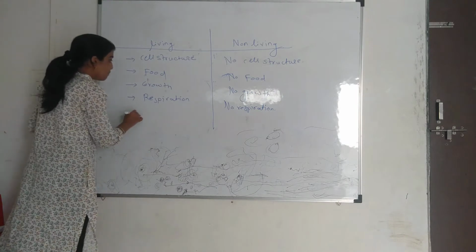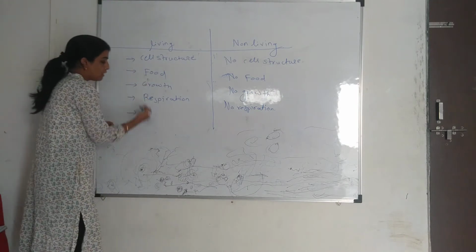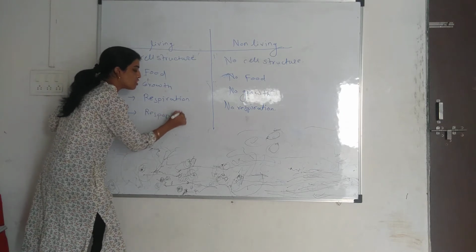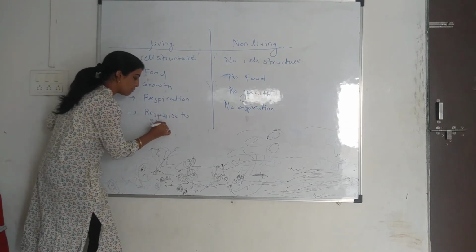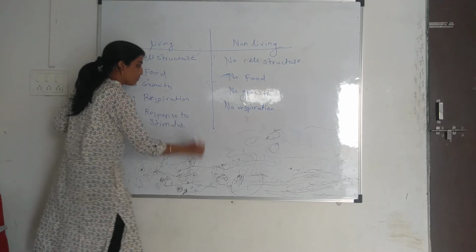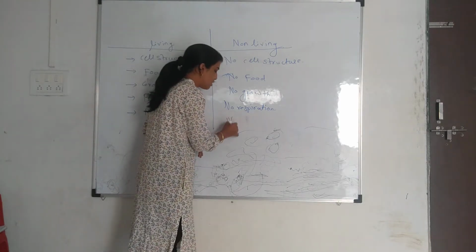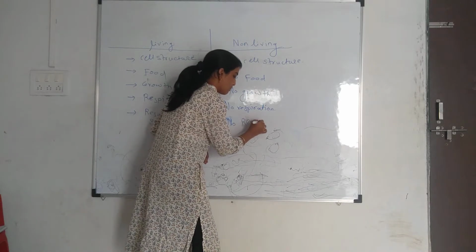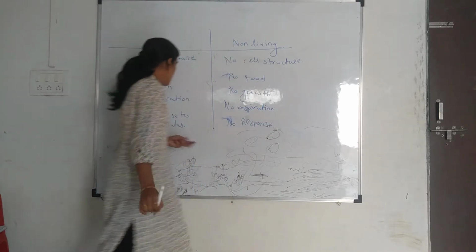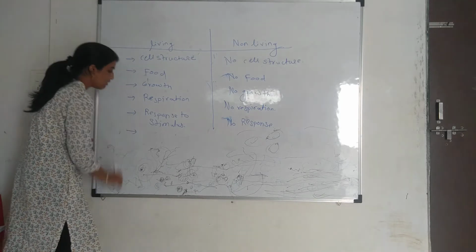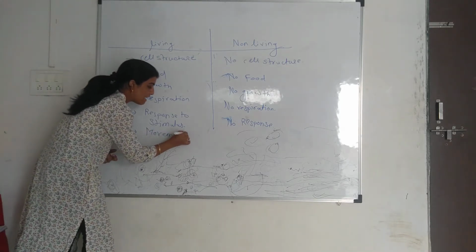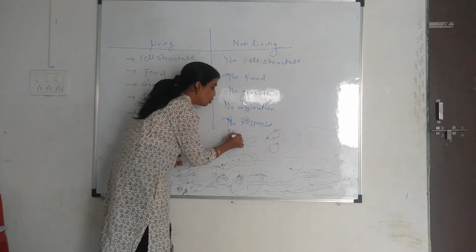Next is that they are having a response to stimulus. They are giving a response to stimulus. Non-living things are not giving any response. No response. Okay. Next, they are doing movement from one place to another place. There is no movement.